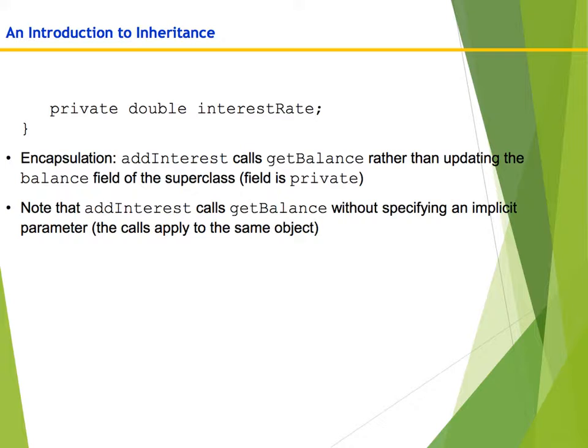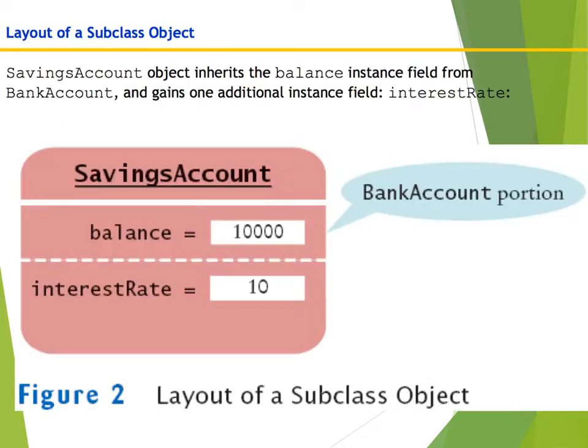Also, note that the addInterest method called getBalance without specifying any implicit parameter. So it just calls it in a way that it is defined inside the class. In fact, it's not defined inside the class, it is defined in its superclass. But still, you can call it without specifying an implicit parameter.